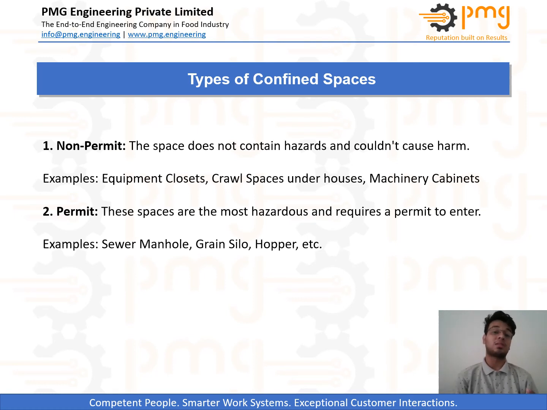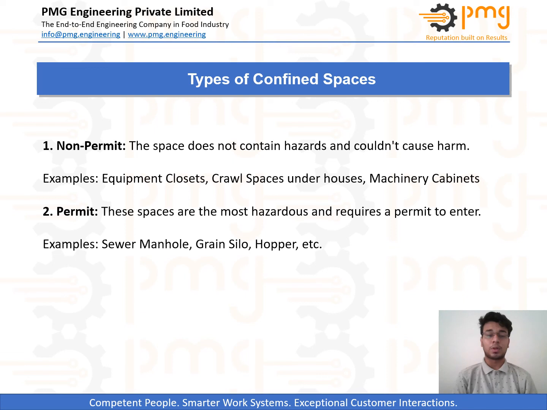Now, moving on to the last slide, that is types of confined spaces. Confined spaces are usually broken down into two groups: non-permit and permit. In non-permit, the space does not contain any hazard, and it cannot cause any harm. Some examples are equipment closets, crawl spaces under houses like basement areas, and machinery cabinets. Those spaces are very well defined.